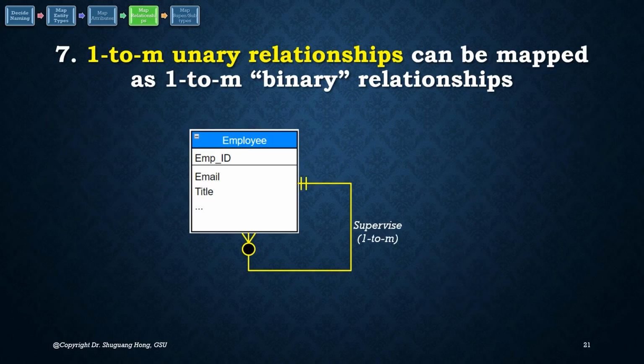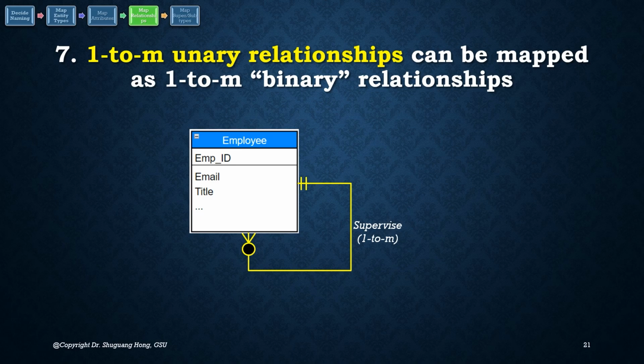7. One-to-many unary relationships can be mapped as one-to-many binary relationships. As discussed in the ER conceptual modeling, a unary relationship is essentially a binary relationship in which the two participants are the same entity type, that is, a recursive relationship. Hence, a unary relationship can be mapped as a binary relationship using the mapping rules we discussed earlier. Let's see how those rules can be applied to unary relationships.